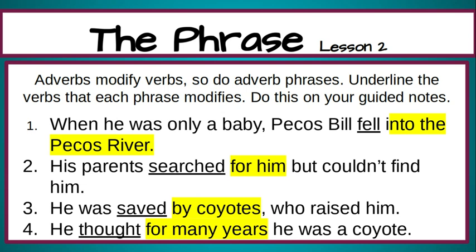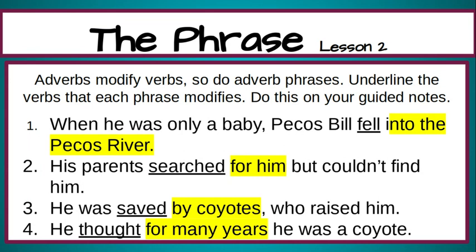So look at number one. When he was only a baby, Pecos Bill fell. Fell is the action, and into the Pecos River is telling us where he fell. Number two, his parents searched. Searched is the action. Searched for what? For him. Number three, saved. Saved is the action. How was he saved? By coyotes. Thought. Thought is the action in number four. Thought what? Or thought for how long or to what extent? For many years.